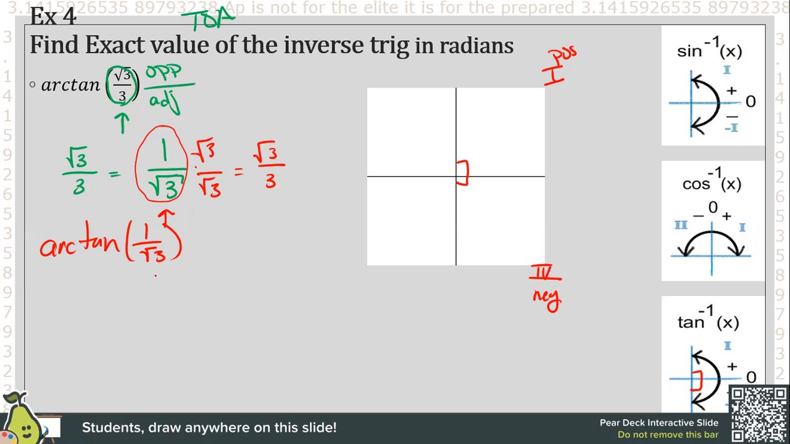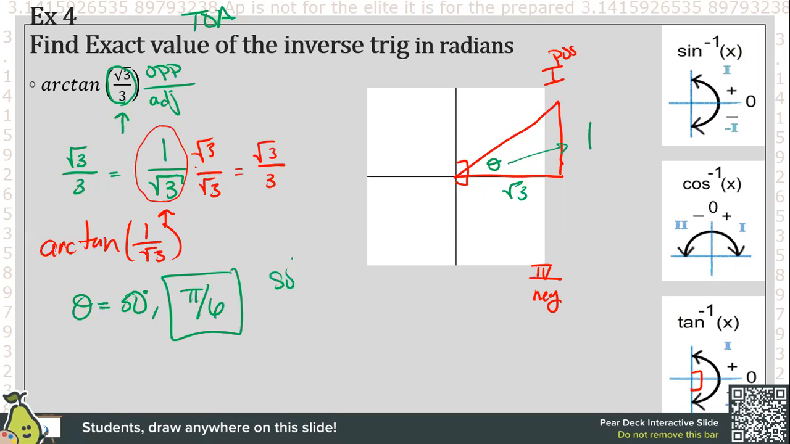Now I can see that this is a positive ratio, so I'm going to make my fraction right over here. I can see that my opposite is 1 and my adjacent is square root of 3, theta. So I'm going to look at the angle that creates a 1. Sorry about that. I made everything 30 degrees. I just noticed it right now, which is pi over 6 as our solution.